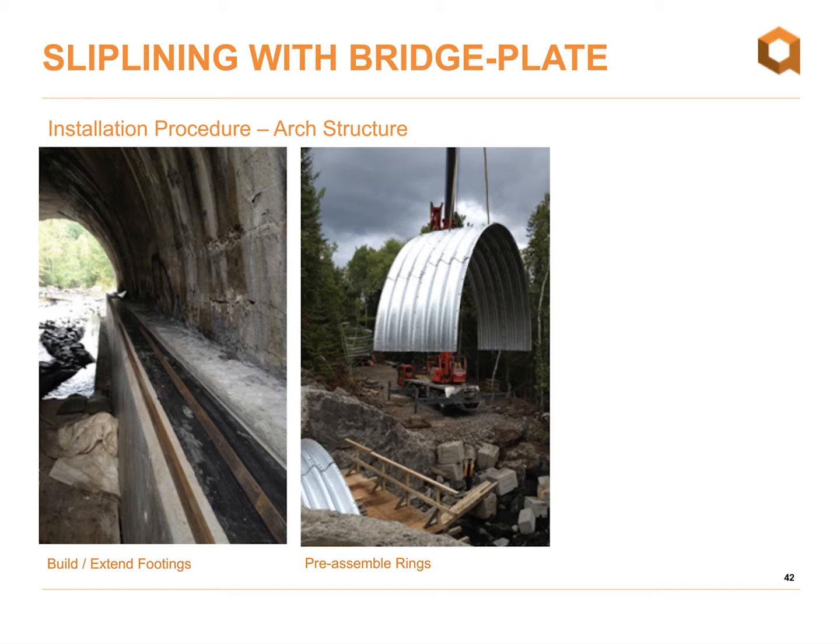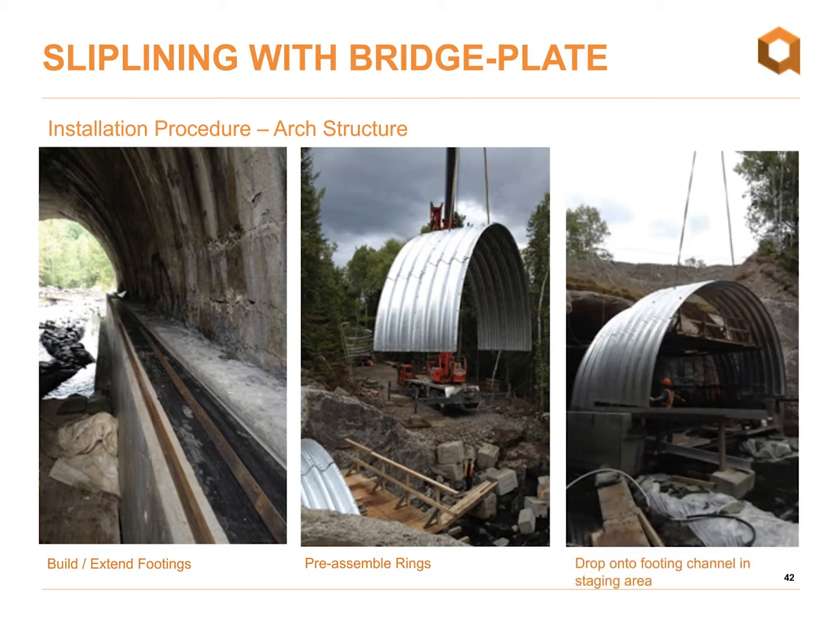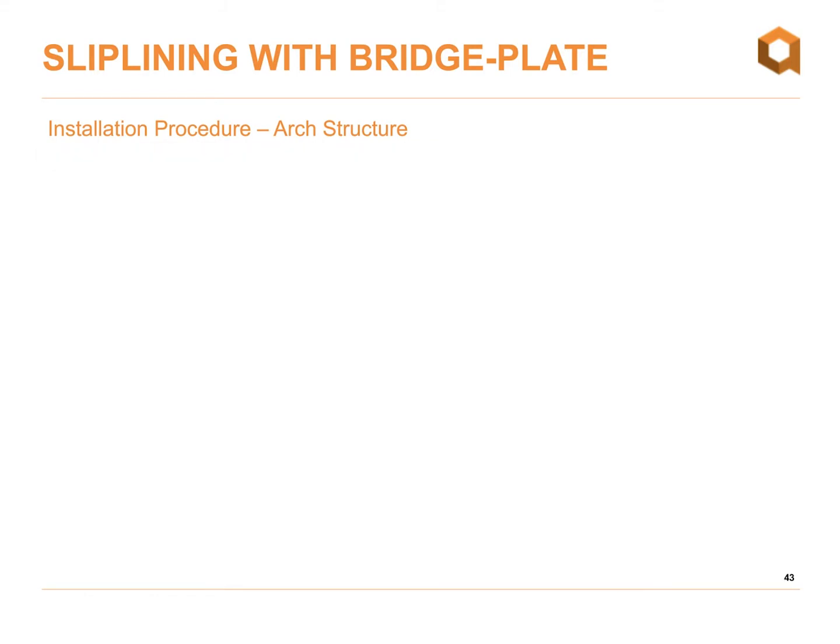The bridge plate actually has a plate width of 1.2 meters, so we can assemble 2 or 3 rings at a time, drop them into place into the footing channel within our staging area, bolt along the circumference of the structure, and then pull them through 2 or 3 rings at a time.